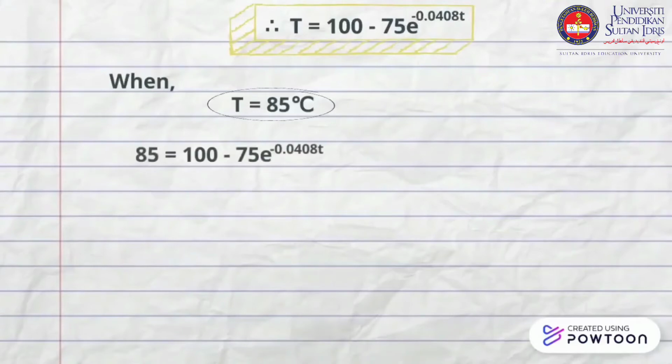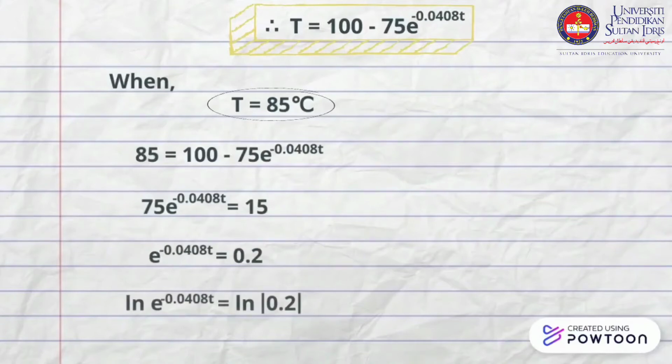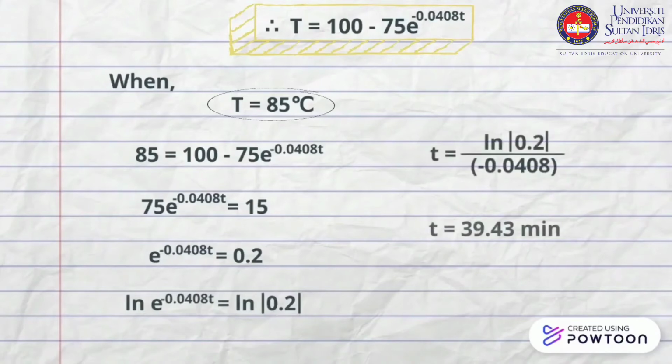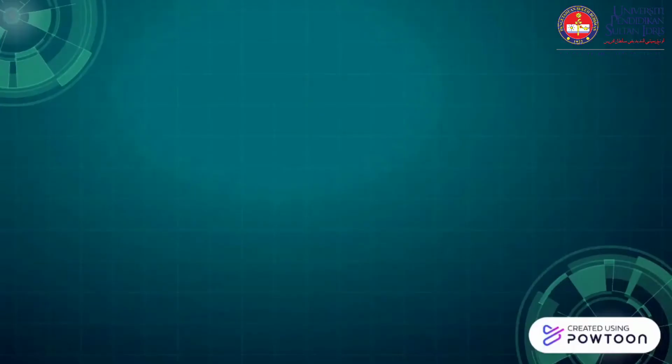To get the answer for the question, when T equals 85 degrees Celsius, what is the time? We substitute T equal to 85 degrees Celsius into the new particular solution. Next, we get e to the power of negative 0.0408t equal to 0.2. We take ln of both sides to eliminate the exponent, and we get t equal to 39.43 minutes. Therefore, in 39.43 minutes, the temperature of the metal bar will increase to 85 degrees Celsius.